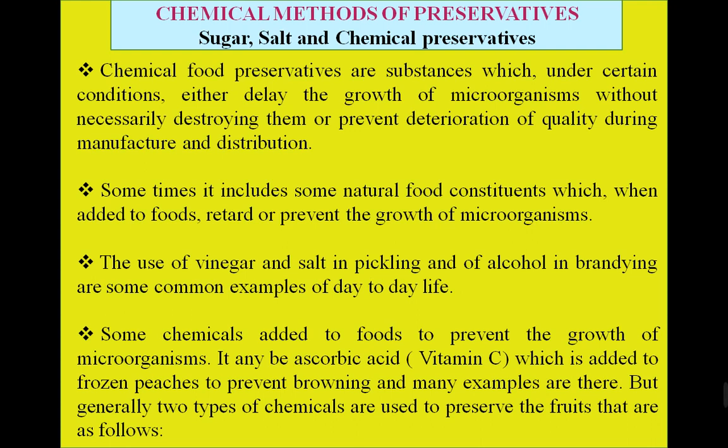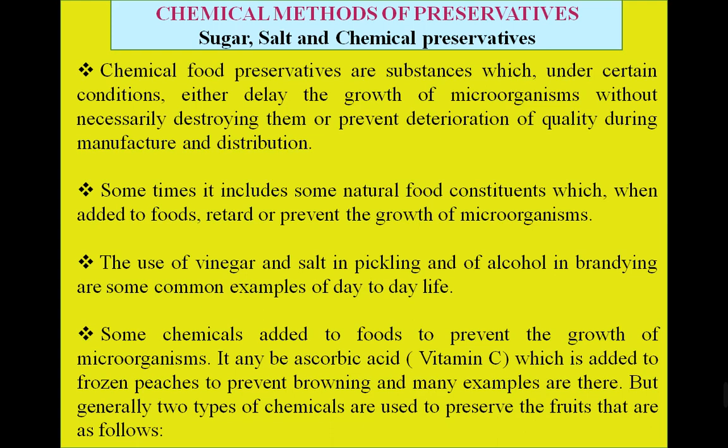So preservatives are sugar, salt and chemical preservatives. Chemical food preservatives are substances which, under certain conditions, either delay the growth of microorganisms without necessarily destroying them, or prevent distortion of quality during manufacture and distribution. Sometimes it includes some natural food constituents which, when added to the food, retard or prevent the growth of organisms. The use of vinegar and salt in pickling, and of alcohol in brandy, are some common examples of day to day life. Some chemicals are added to the food to prevent the growth of microorganisms.